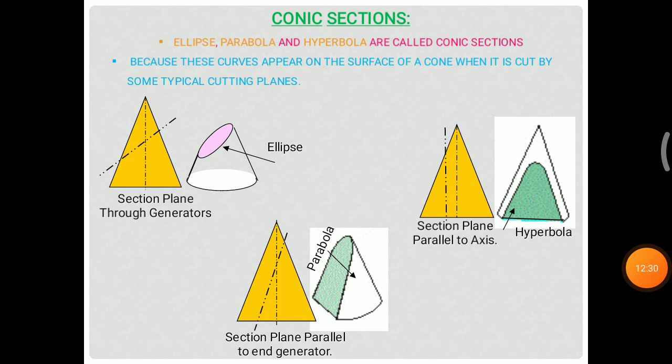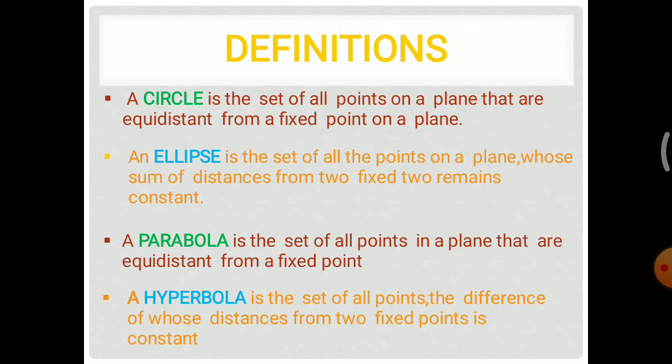So that is the detailed 3D animation of conic sections that we have obtained through the plane cutting the generators and the axis, that is the ellipse, parabola and hyperbola. Let's see some of the definitions of these conic sections. First one is the circle.